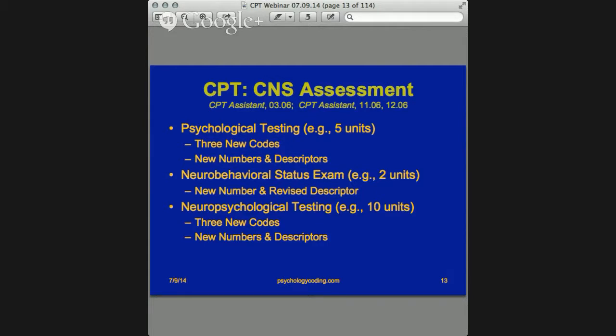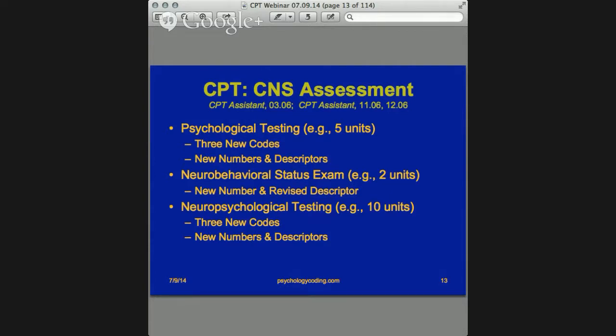Notice the abbreviation EG, example given. We have been made aware of the typical amount of units allowed for these test codes. We are by agreement bound not to reveal those numbers, but I will tell you that psychological testing is a bit lower than neuropsychological testing, and I'm giving you some examples of the ballpark figures that CMS and the American Medical Association consider to be typical.